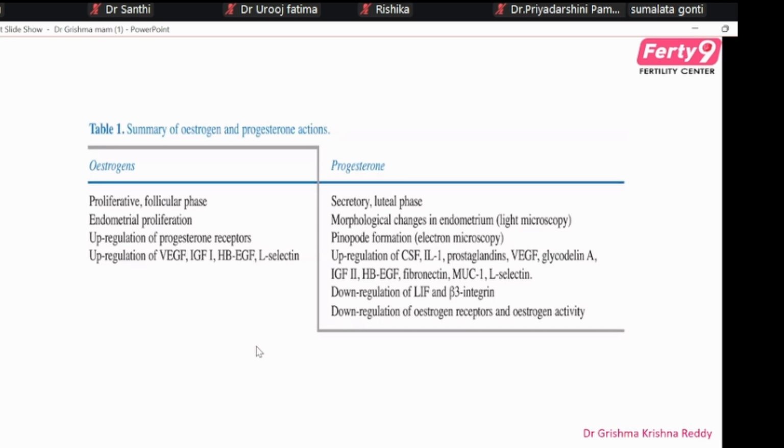So this is the summary of the estrogen actions and progesterone actions, like endometrial proliferation, then upregulation of progesterone receptors, then upregulation of VEGF, L-selectin, all these factors which help in implantation. Then in the progesterone secretory luteal phase, morphology changes, pinopode formation, then upregulation of VEGF, all these factors, and then downregulation of estrogen activity.